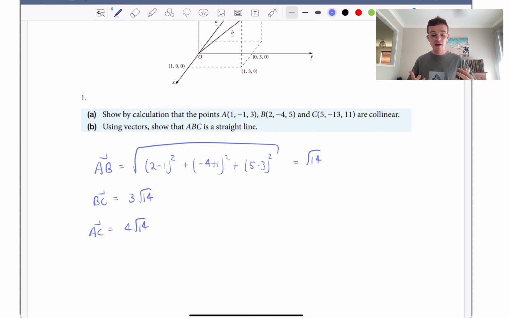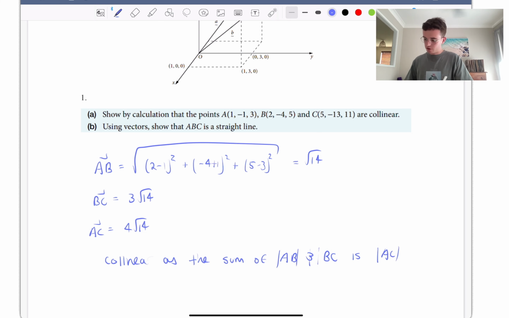So what we've just done is we've found the magnitude of the entire line from A to C, and we've also found the magnitude of intervals within that line, so BC and AB. So these points are collinear as the sum of AB and BC is equal to the magnitude of AC, the sum of the magnitudes, I should say. And since they have a point B in common, then they have to be collinear if their magnitudes are adding up to give that larger value.